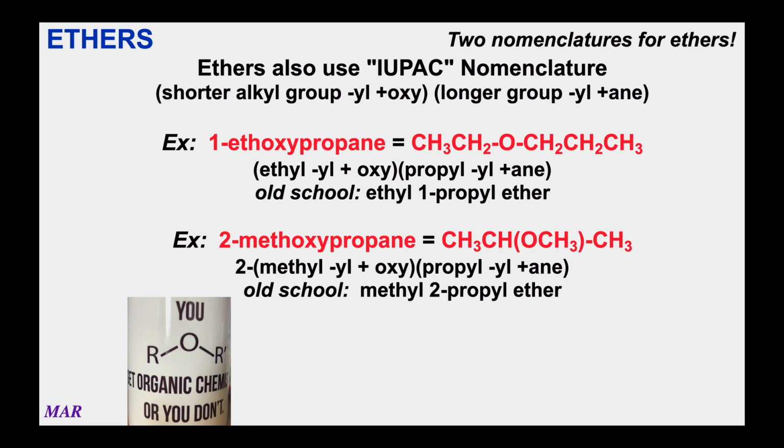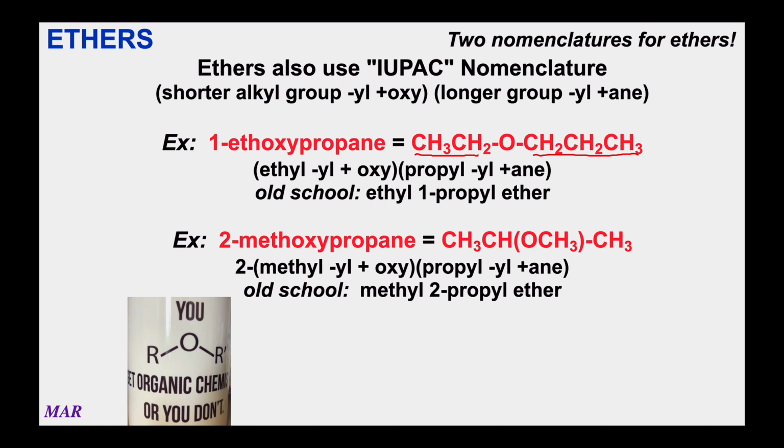So if you look at the compound in the first example, there is an ethyl group, CH3CH2 on the left, and there is a propyl group, CH2CH2CH3 on the right. So in the old days, there was an ethyl group and a propyl group where the oxygen was connected to the first carbon. So in the old days, I would have called this ethyl 1-propyl ether. And in my chemistry 222 class, that's totally fine.